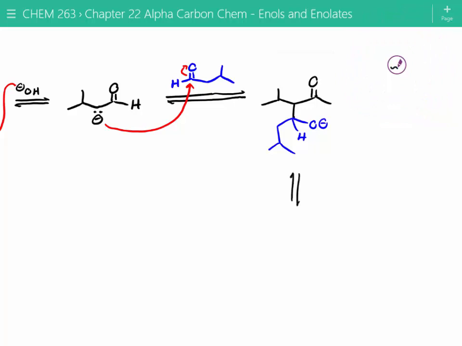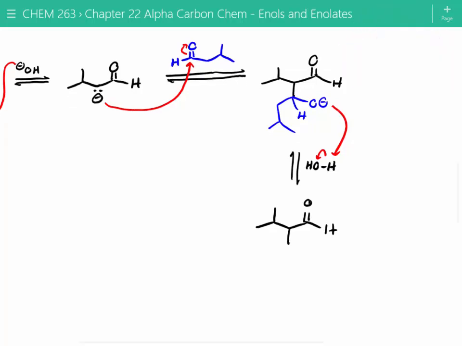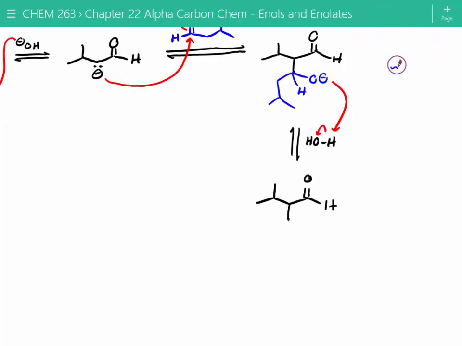Protonate, right? So the oxygen with the negative charge will come grab its proton. Oh, I forgot my hydrogen there. And the oxygen that was a part of the other aldehyde is now in the beta position. And we end up with our final product.